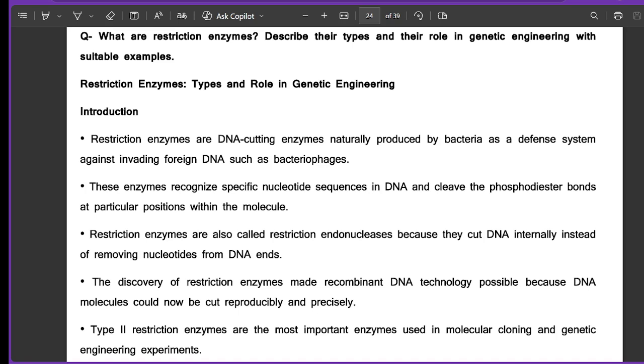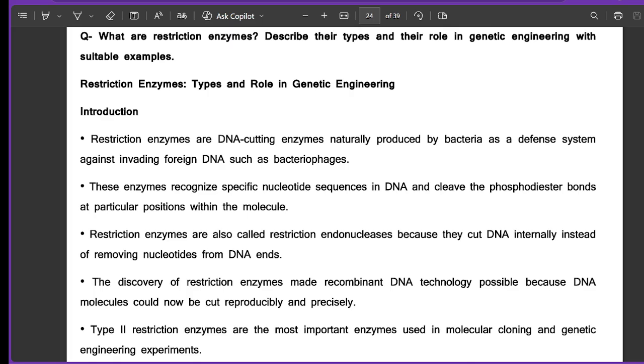Hello dear learners, in this video we are going to talk about what restriction enzymes are, what their various types are, and their role in genetic engineering. We will also learn some examples of these restriction enzymes.